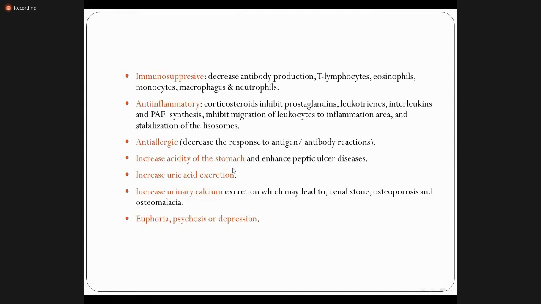Okay, glucocorticoids also increase uric acid excretion. So what will happen if a patient has a history of gout? That may lead to a problem. And when there is excessive excretion, what will happen? Increased urinary calcium excretion, which may lead to renal stones, osteoporosis, and osteomalacia. And as far as CNS effects are concerned, if a patient is on glucocorticoids: euphoria, psychosis, or depression.